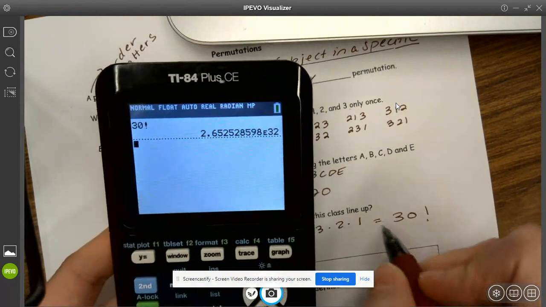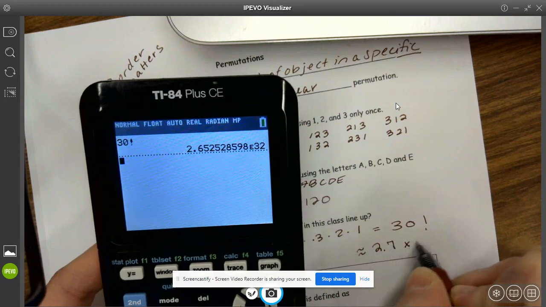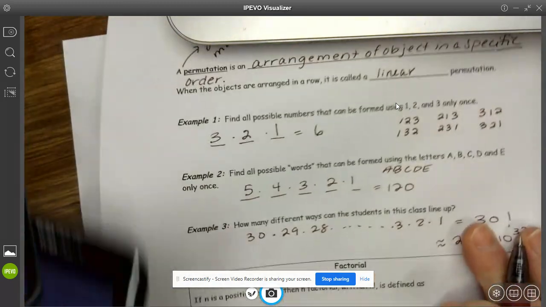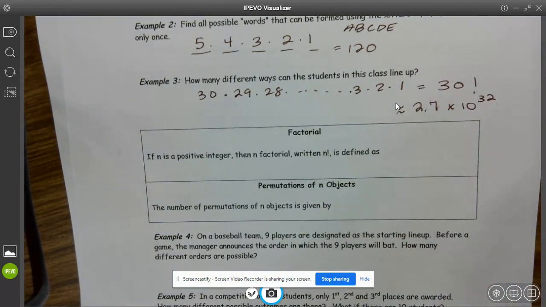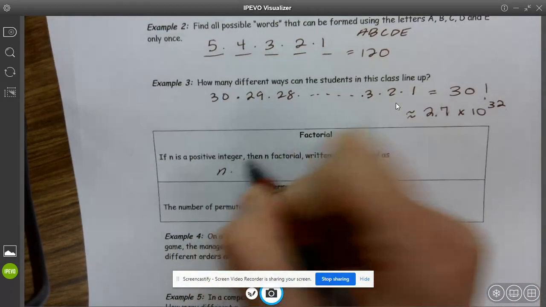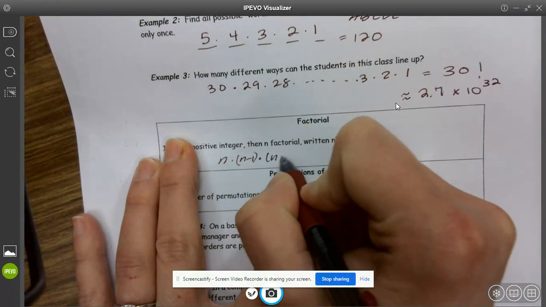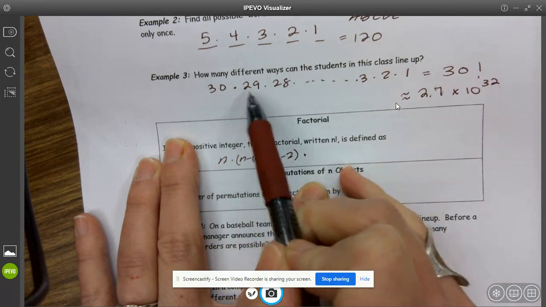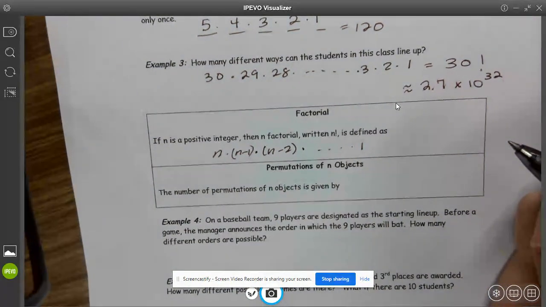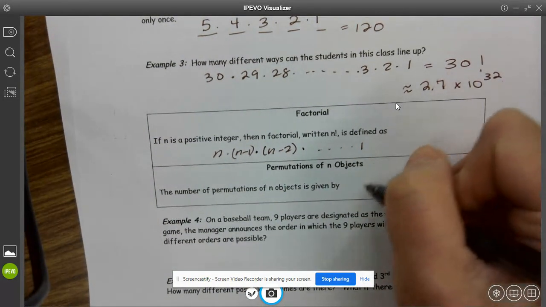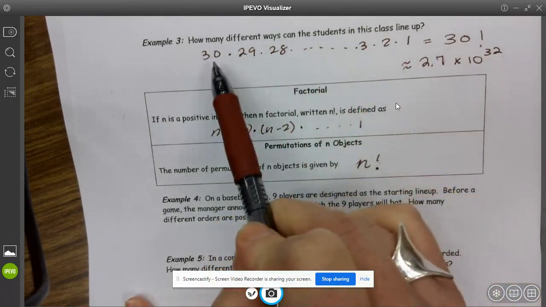So down here, we'll write about 2.7 times 10 to the 32nd. Okay, ballpark. All right, so what exactly is a factorial? We said if n is a positive integer, then n factorial is defined as n times n minus 1 times n minus 2, because it's 1 less, 2 less, all the way down to 1. The number of permutations of n objects is n factorial. How many permutations were there of 30 students?